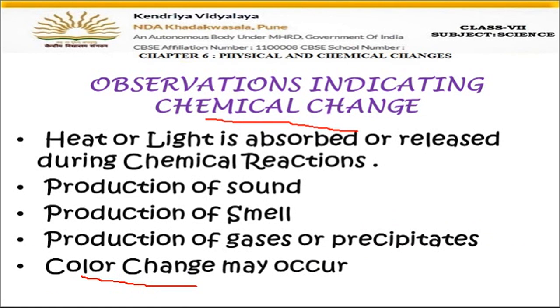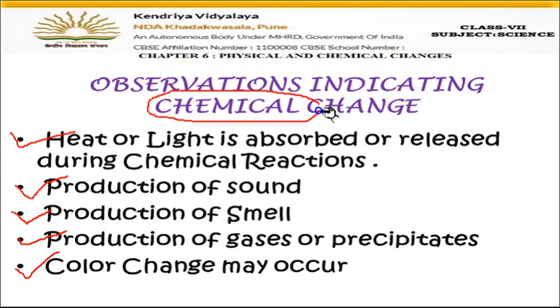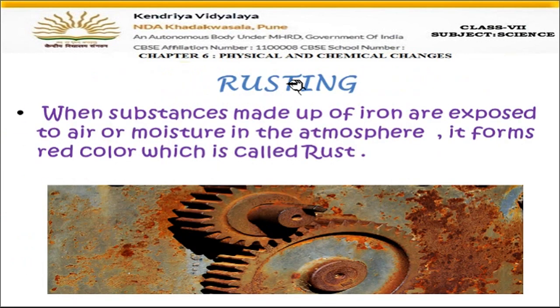Okay. So how many points have we covered? How do we know that a chemical change occurred? First, when heat or light is absorbed or released. Second, if sound is produced. Third, if smell is produced. Fourth, if some gas or some solid is produced. And fifth, if the color changes. By these five observations, we can tell that yes, a chemical change has occurred. Okay. Now, let's see the next one, that is rusting. What is rusting?